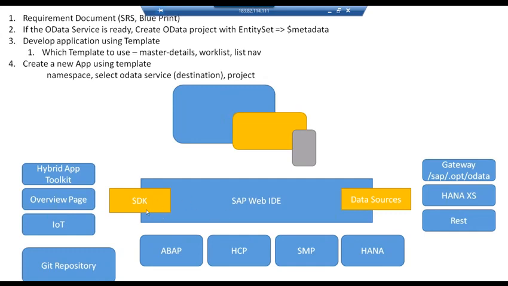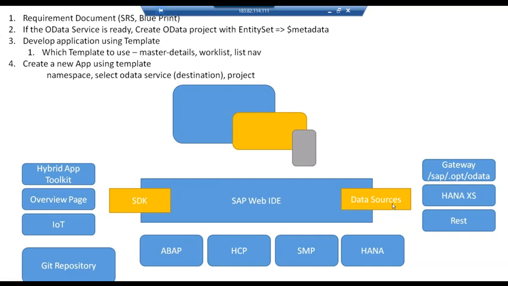SAP WebIDE comes with, I would say, all the UI5 libraries and UI5 core pre-packaged. Then you can also add extra toolkits like the hybrid application toolkit, overview pages and IoT. So it comes along with the SDK, which includes SAP UI5 core and all the libraries like SAP M, SAP UI Commons, UI Layout, and UI Table, all pre-packaged inside WebIDE.